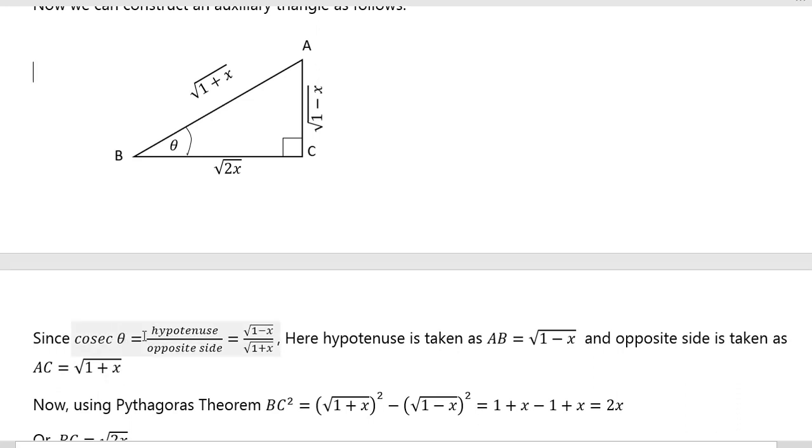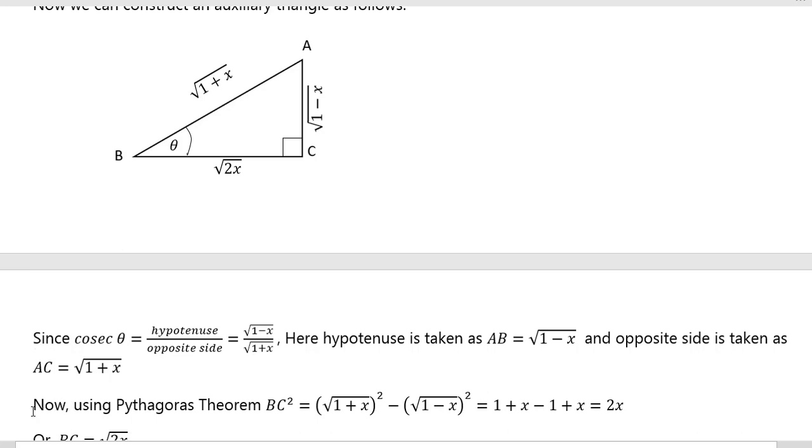Since cosec theta is equal to hypotenuse by opposite side, equal to root over 1 minus x divided by root over 1 plus x, here we have taken hypotenuse AB equal to root over 1 minus x, and opposite side AC equal to root over 1 plus x. I have explained this line before. Now I am writing this line as a formality.